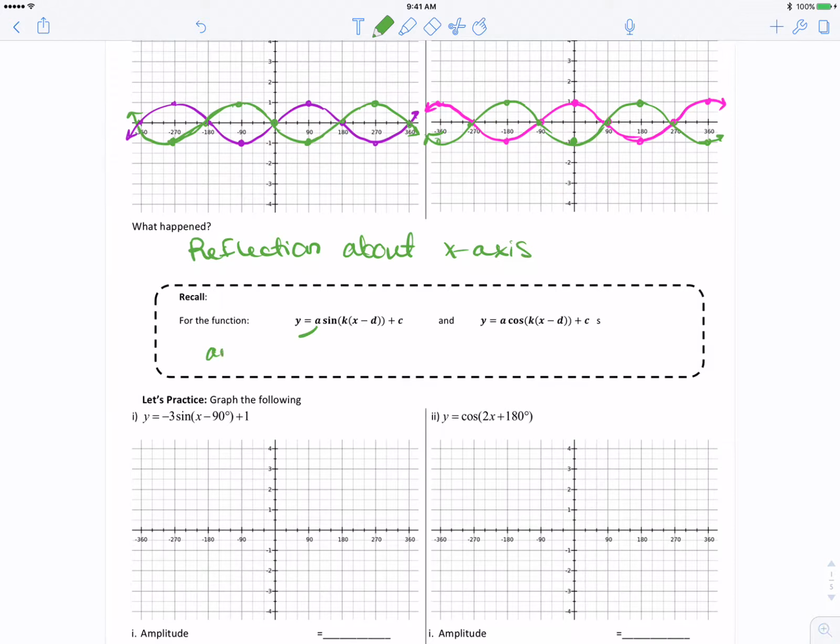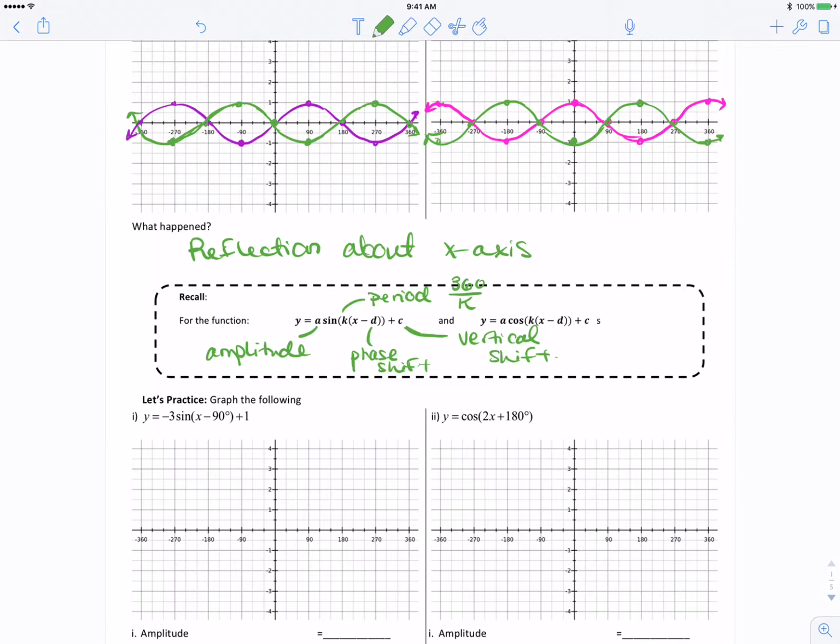A out front is for amplitude. K in the middle is for our period. Remember the formula? This is like a horizontal stretch, is 360 divided by the K. The D value here is my phase shift, just like a horizontal shift, but new fancy words. And C here is my vertical shift or translation.